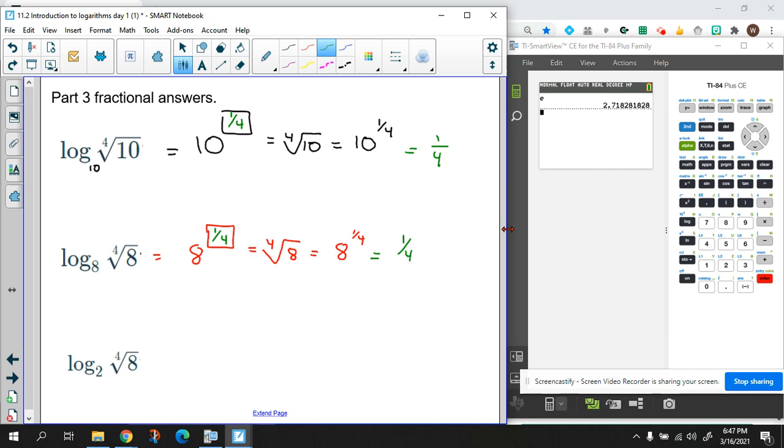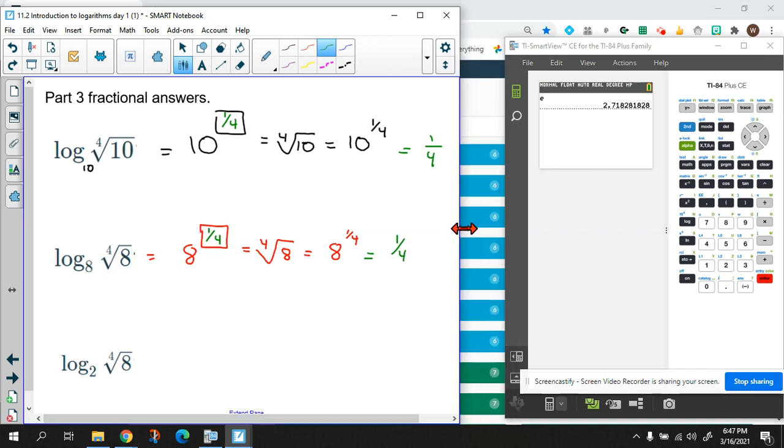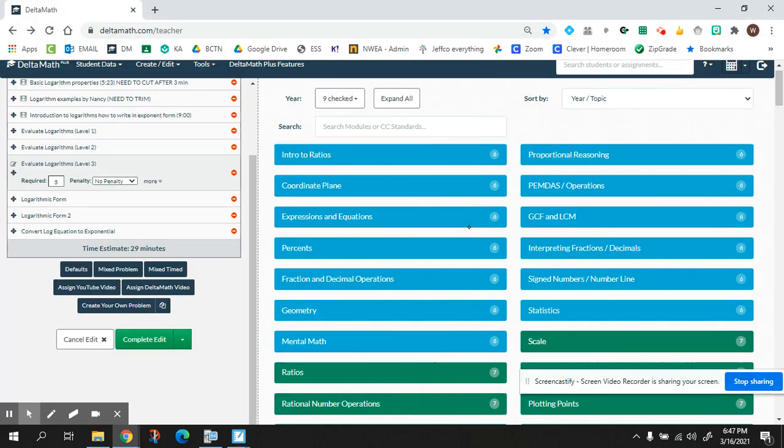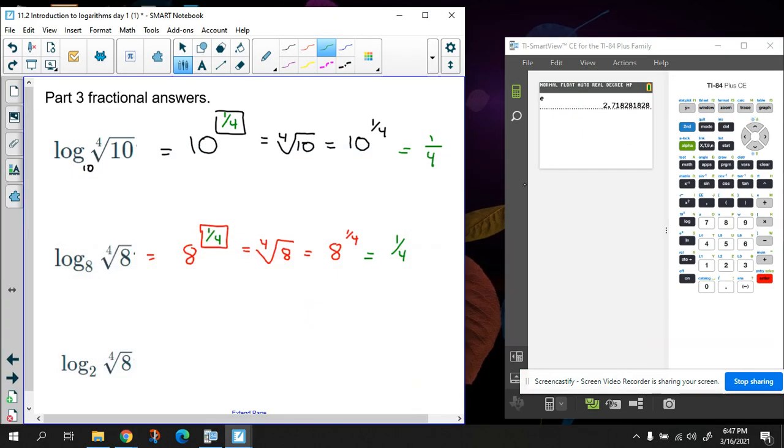You could go over to a calculator and do some checking. By doing 8 raised up to the 1/4 power, you can use a fraction, 1 divided by 4, or you can do 0.25. And you could do the fourth root of 8 if you know where to find your special keys.